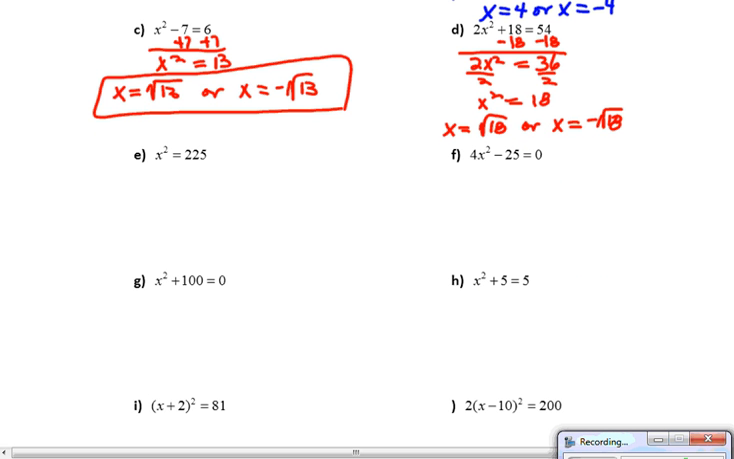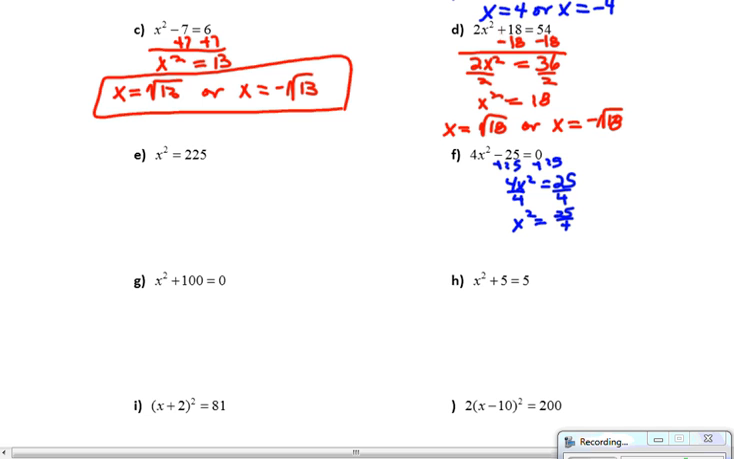We'll skip over to F this time. So we'll isolate that x squared. I'm going to add 25 to both sides and get 4x squared is equal to 25. Then I'll divide both sides by 4. So x squared is equal to 25 fourths.